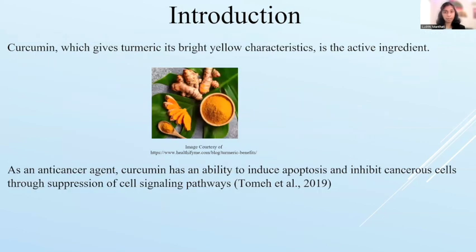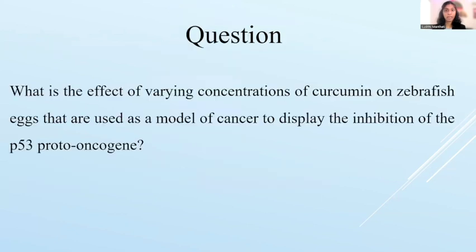Additionally, I also researched curcumin, which is the active ingredient in turmeric. As an anti-cancer agent, curcumin has the ability to induce apoptosis, or cell death, and inhibit or stop cancerous cells from proliferating, or continuing to grow, through the suppression of cell signaling pathways, which once again is regulated by the regular p53 gene but cannot be regulated when it is mutated and overexpressed as a proto-oncogene. This allowed for the formation of my question.